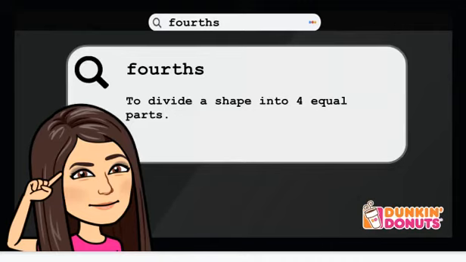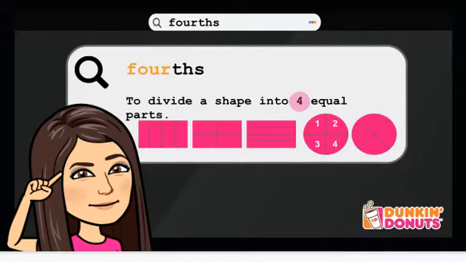Fourths: to divide a shape into 4 equal parts. And here the key word is 4, and we can see it in the number, but we can also see the word 4 in the word fourths. Each of these shapes are divided into fourths different ways. And again, we know we can number our pieces to make sure that we have 4 equal parts.